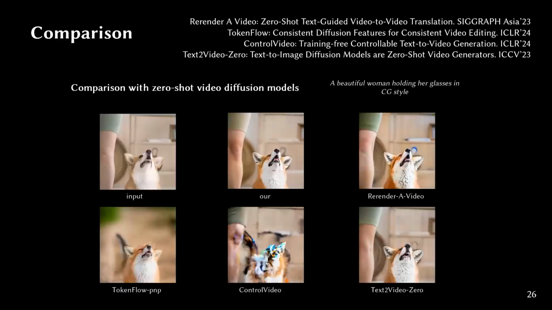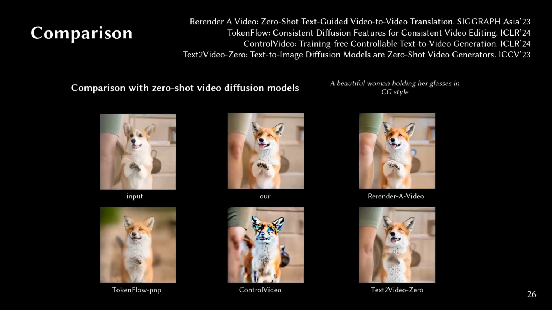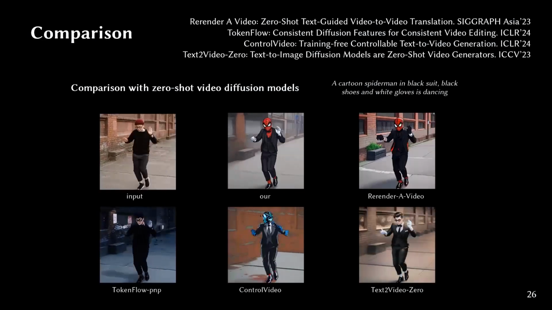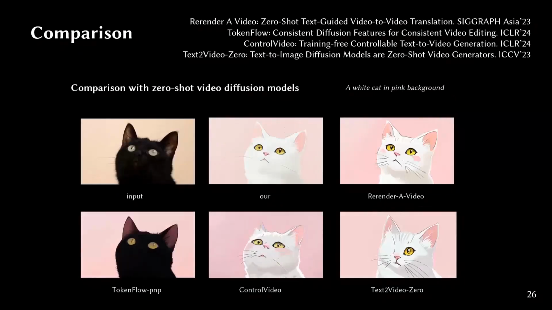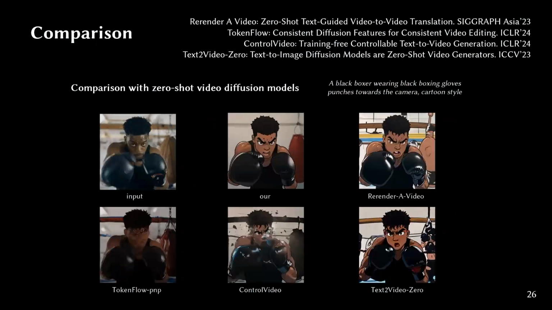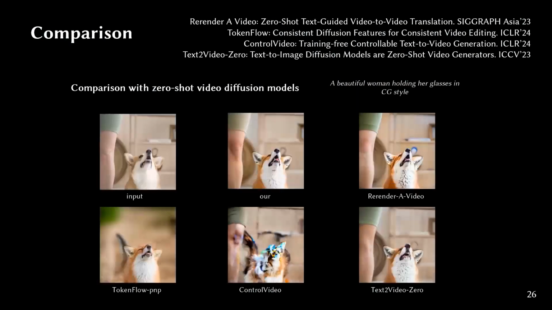Let's see some experimental results. We compare with four methods. ControlVideo fails to generate a plausible appearance of the fox. Text2Video-Zero and Rerender A Video struggle to maintain the cat pose. TokenFlow sometimes fails to translate the appearance. Our method can generate consistent video based on the proposed FRESCO guidance.